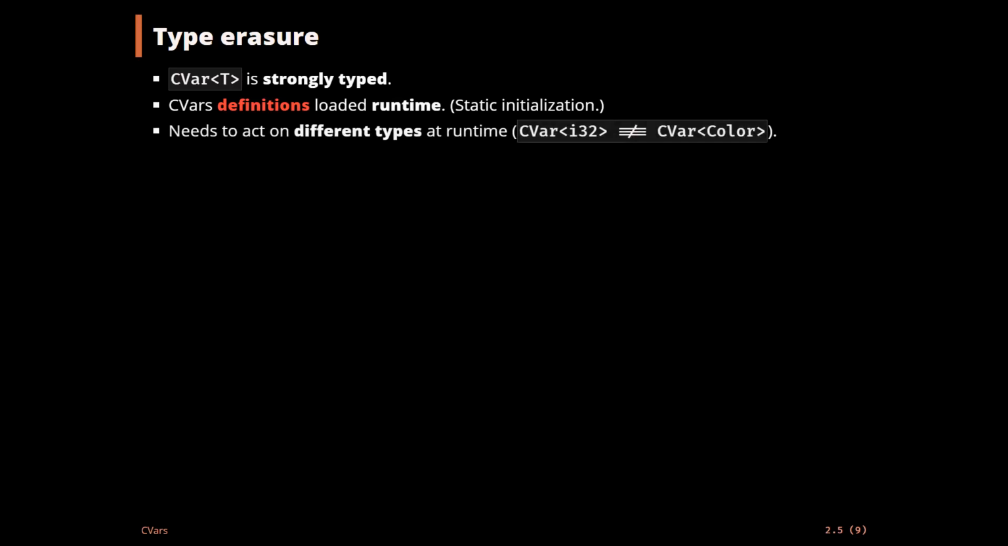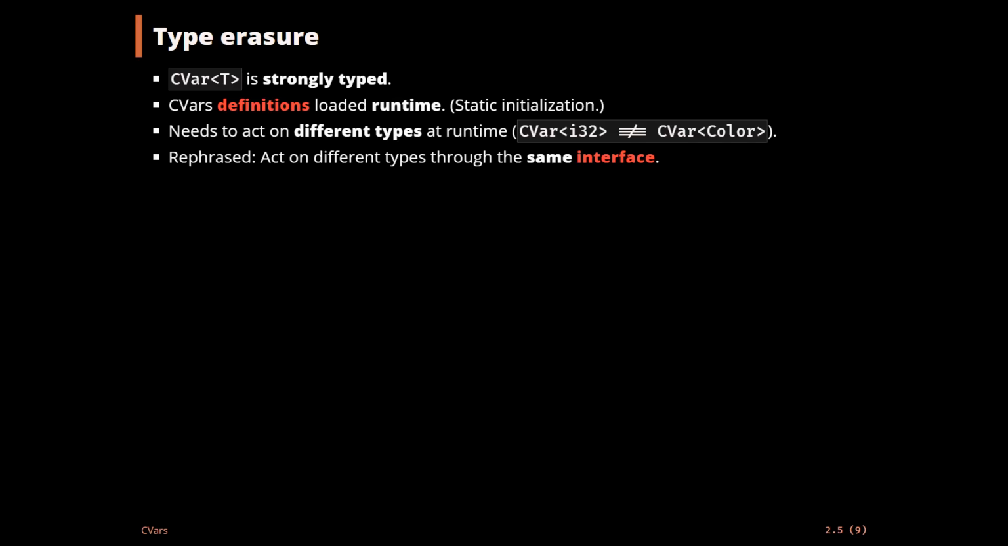Now, we need to be able to act on different types at runtime. So we have this CVar of I32, that's just an int, and we have the CVar of color, and we need to be able to act on them as if they were the same type. We can't use this information at compile time because we don't have the information at compile time. We're defining them in different source files. So there's not one source file which knows of every single CVar that exists. So that's why we need type erasure. Now, if we rephrase this, basically what we want to do is act on different types through a similar interface.